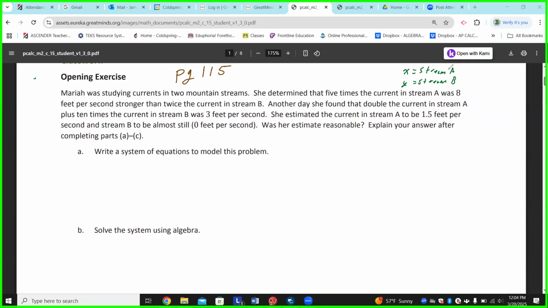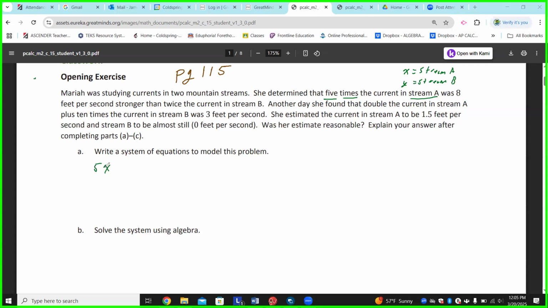So let's read this. It says, Mariah was studying currents in 2 mountain streams. She determined that 5 times the current in stream A. Let's stop there. How would you represent 5 times the current of stream A? Just 5 times A, right? Or in this case, 5 times x, since we let stream A represent x. It literally says 5 times stream A. If we let stream A be x, that would be 5x.